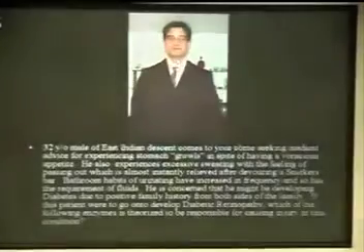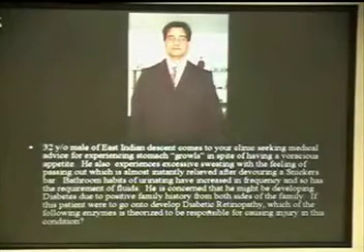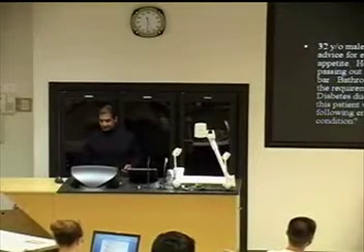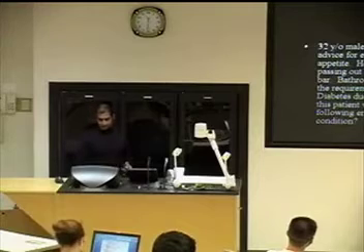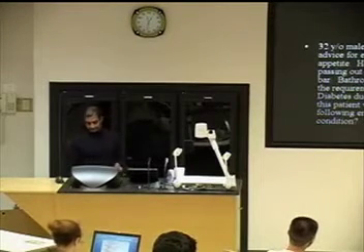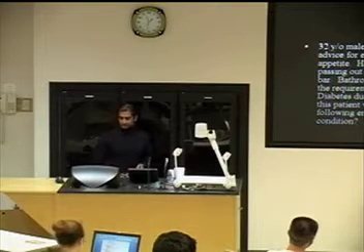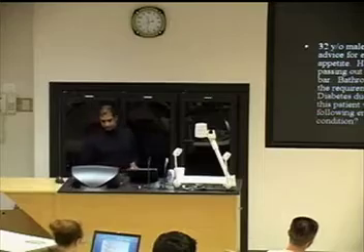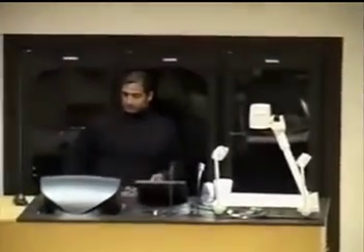More proliferative. All right, in this case scenario, a 32-year-old male of East Indian descent comes to your clinic seeking medical advice for experiencing stomach growls in spite of having a voracious appetite. He also experiences excessive sweating with the feeling of passing out, which is almost instantly relieved after devouring a Snickers bar. Urinating has increased in frequency, and so has his requirement of fluid. He is concerned that he might be developing diabetes due to positive family history from both sides of the family. If this patient were to go on to develop diabetic retinopathy, which of the following enzymes is theorized to be responsible? This is more or less the type of question that you'll be looking at.